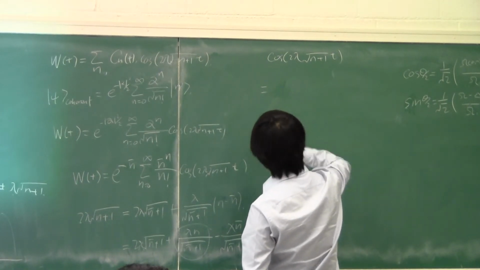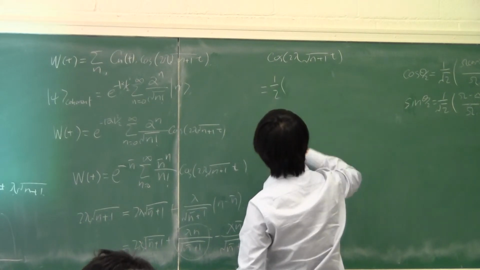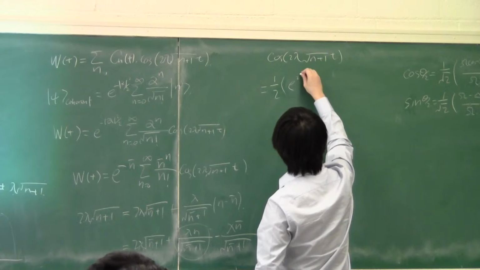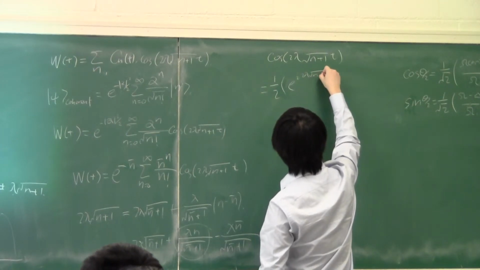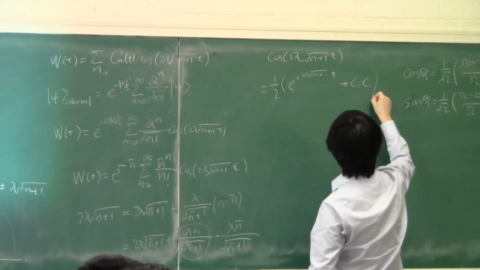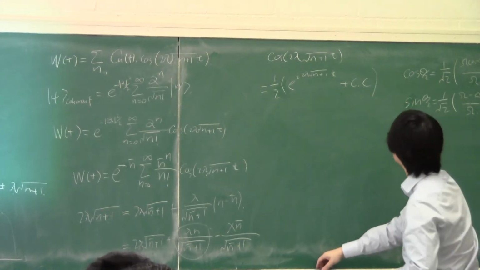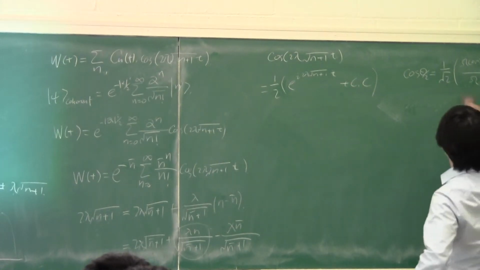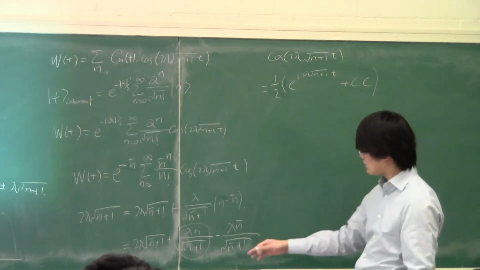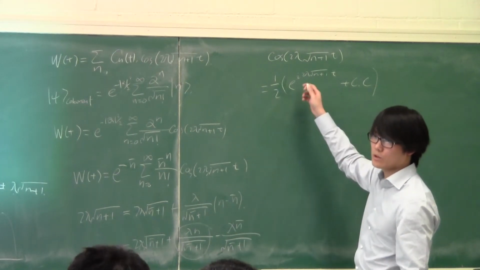There's a square root of 1. There's a 1 over 2 factor for it. E to the I, and this 2 lambda square root of n plus 1 t, plus its complex conjugate. I'm just going to work with this one for now, because everything happens in the same way for the complex conjugate. So we plug this expansion up into the exponent here.